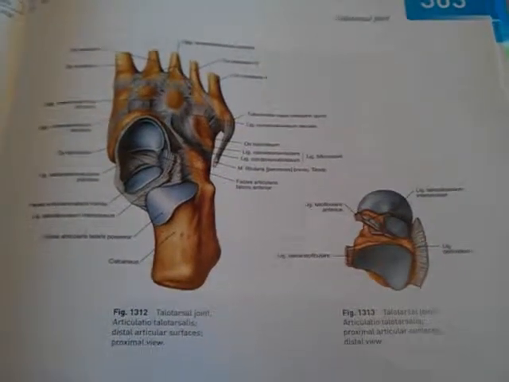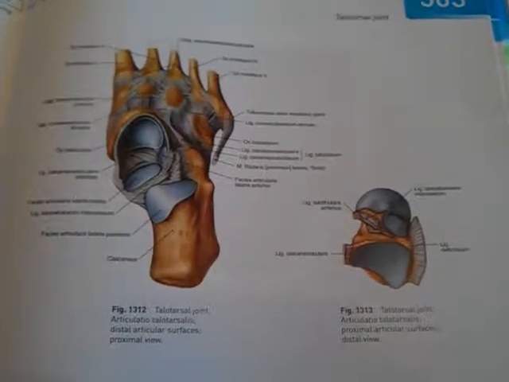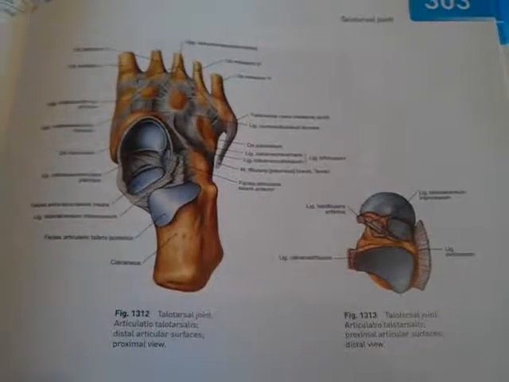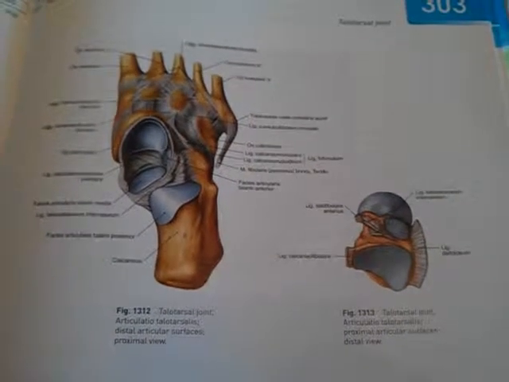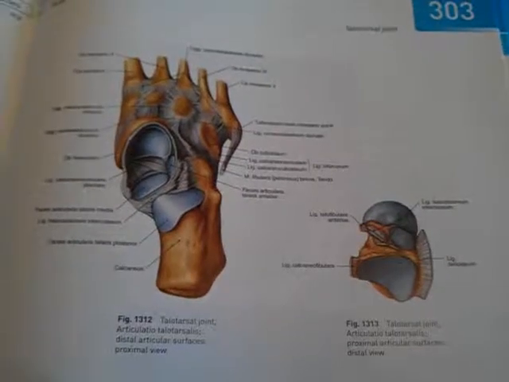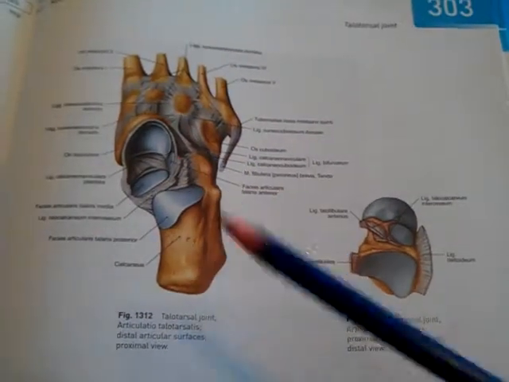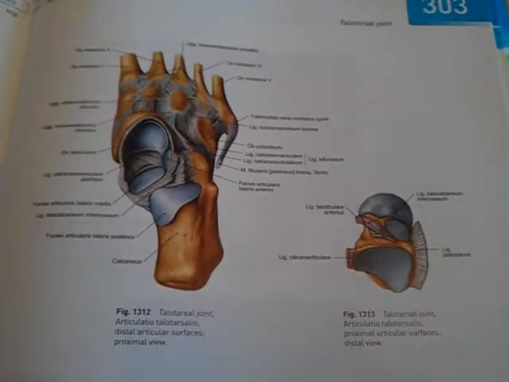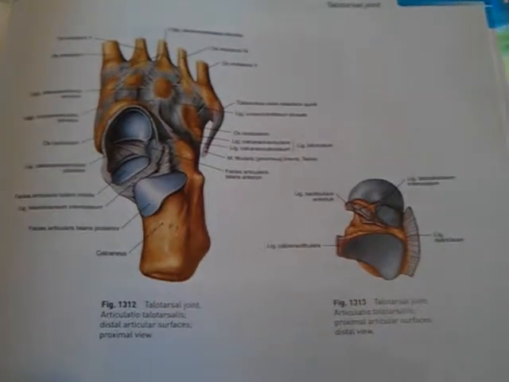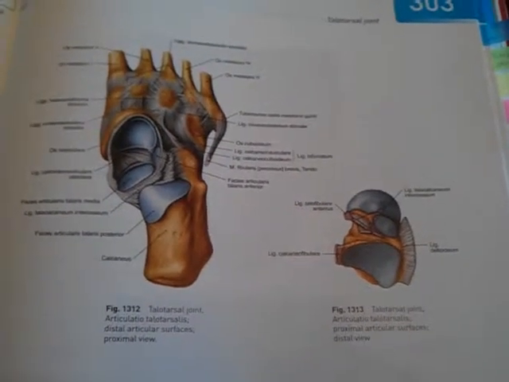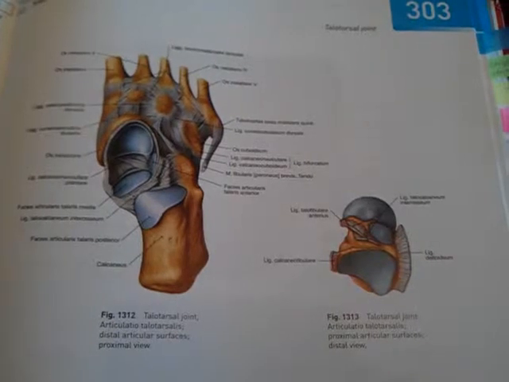Question 30. Joints of the foot. You have the intertarsal joints between the tarsal bones, which permit the inversion and eversion of the foot, like supination and pronation.